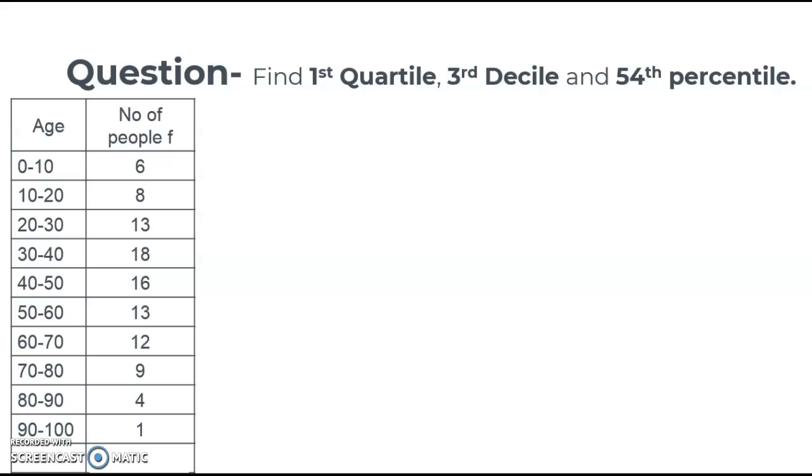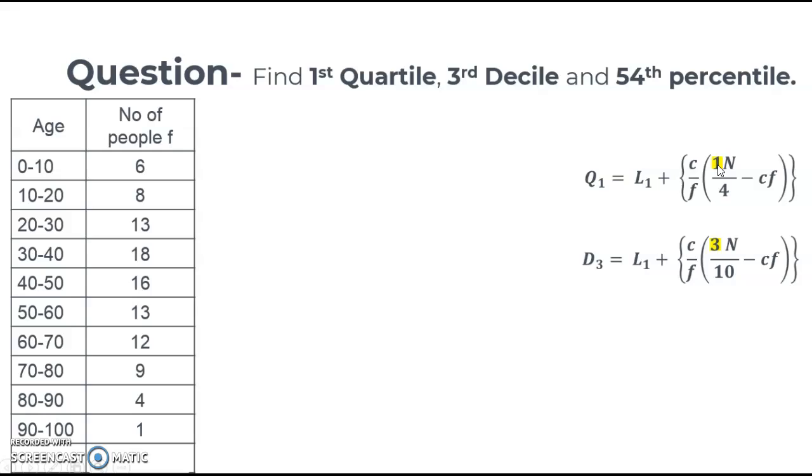We will take one problem, then you will understand how to find and how to use the formulae. So the question is, find the first quartile, third decile and 54th percentile for the given data. If you observe the data which is given to you, it is grouped data. So age groups are mentioned here and then the number of people in that age group, that is the frequency. First, let us write down the formulae. So we want to find the first quartile. So this is the formula. In place of i, the value is 1. We want to find the third decile.